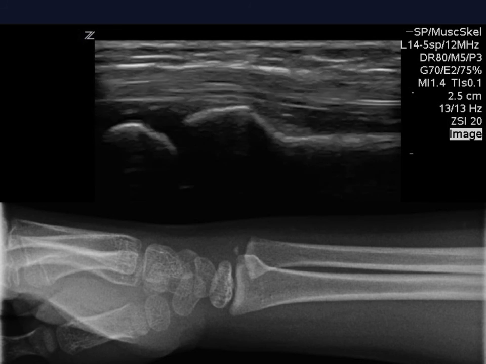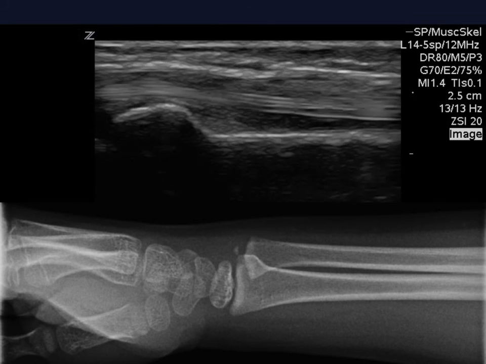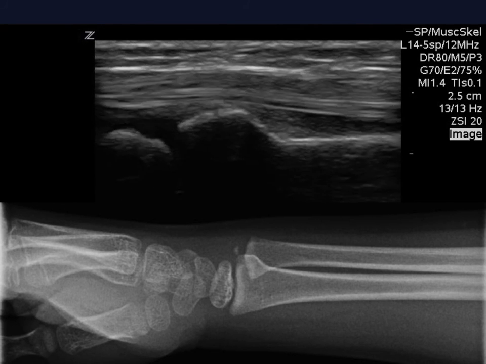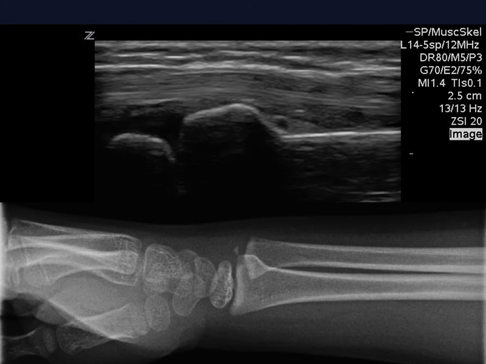So how would we tell the difference between a buckle fracture and a greenstick fracture? To do that, we would need to image the volar aspect to determine if there is any disruption to the smooth, hyperechoic bony cortex there.